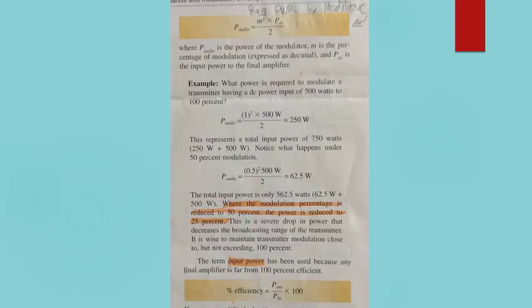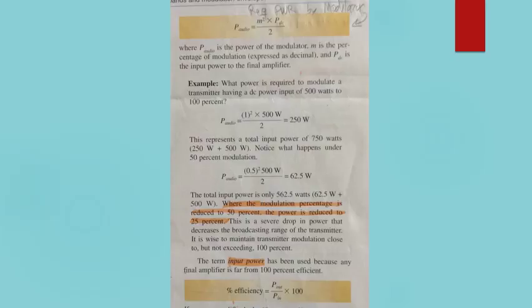Notice what happens under 50% modulation. We get 62.5 watts. The total input power is only 562.5 watts, or 62.5 watts plus 500 watts. Where the modulation percentage is reduced to 50%, the power is reduced to 25%. This is a severe drop in power that decreases the broadcasting range of the transmitter. It is wise to maintain transmitted modulation close to, but not exceeding, 100%.